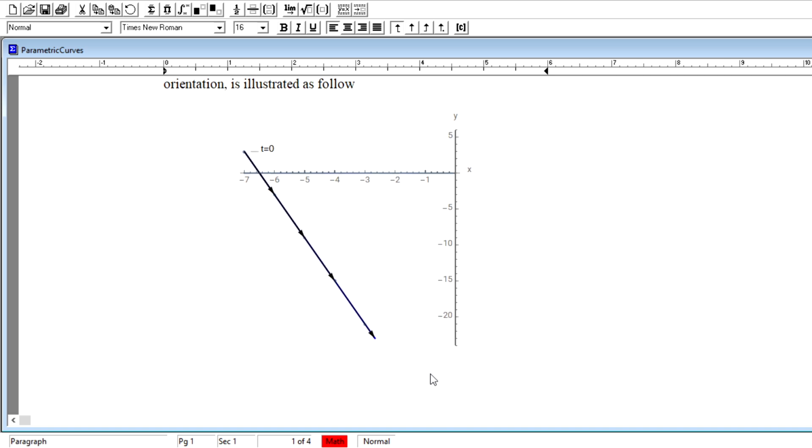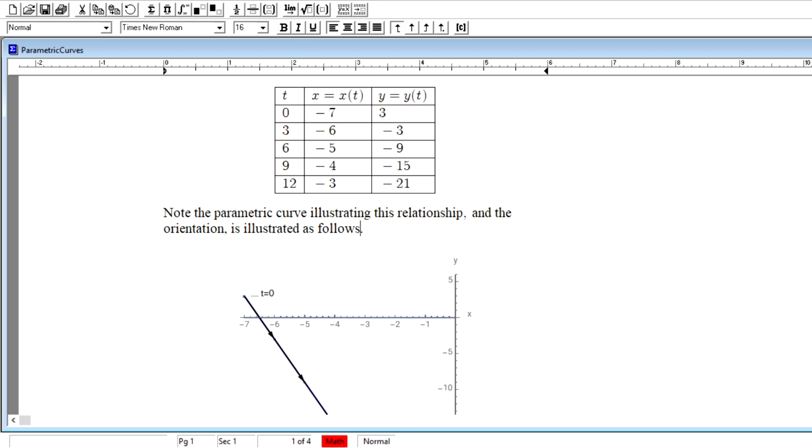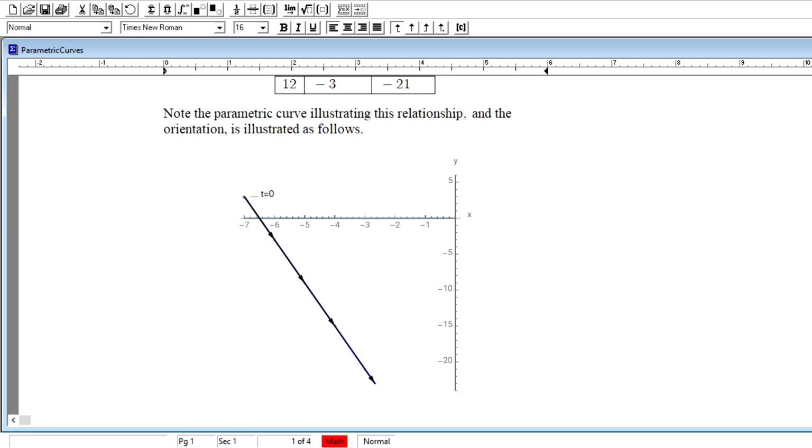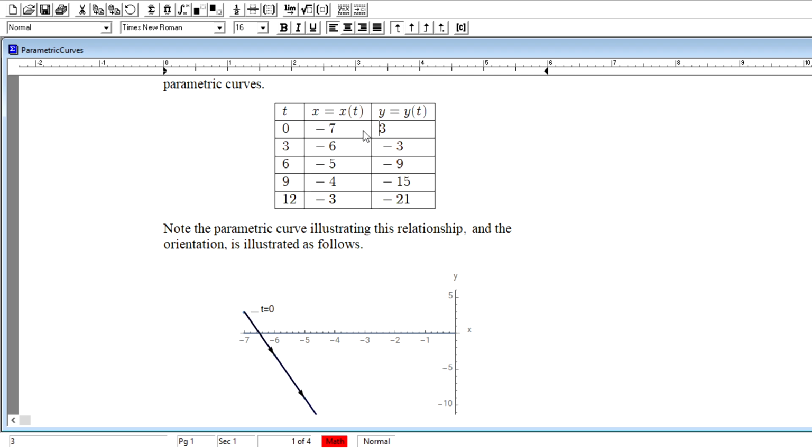Here is the corresponding parametric curve in this case, for this set of parametric equations given above. You will notice here at the value of t equal to 0, we are at this location in space. We are at an x value of -7 and a y value of 3. That is this location at t equal to 0. We are at -7 for x and 3 for y.